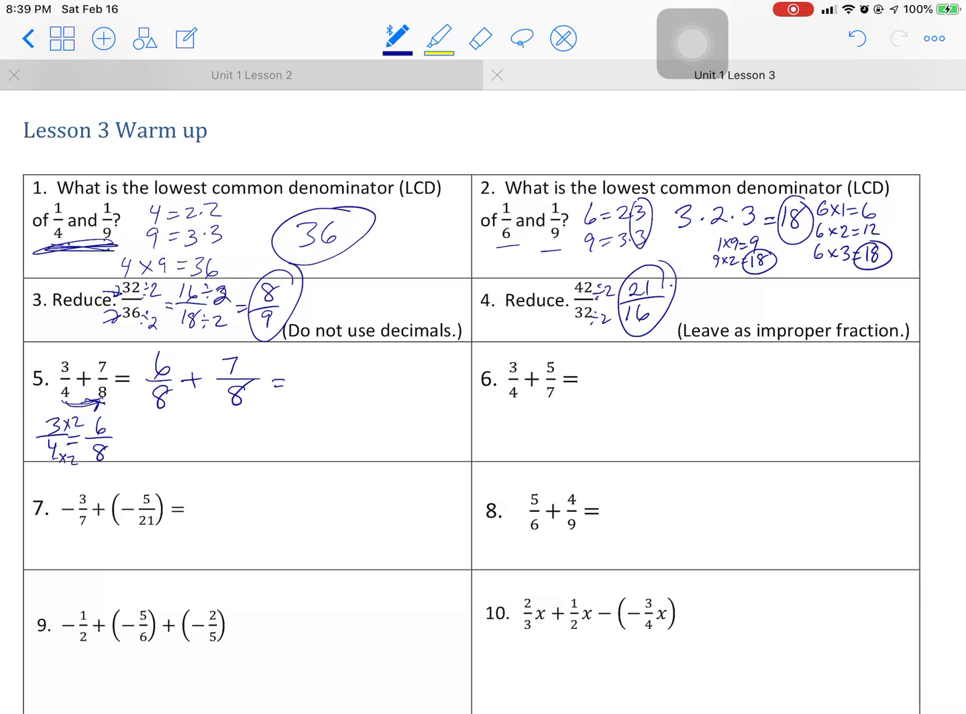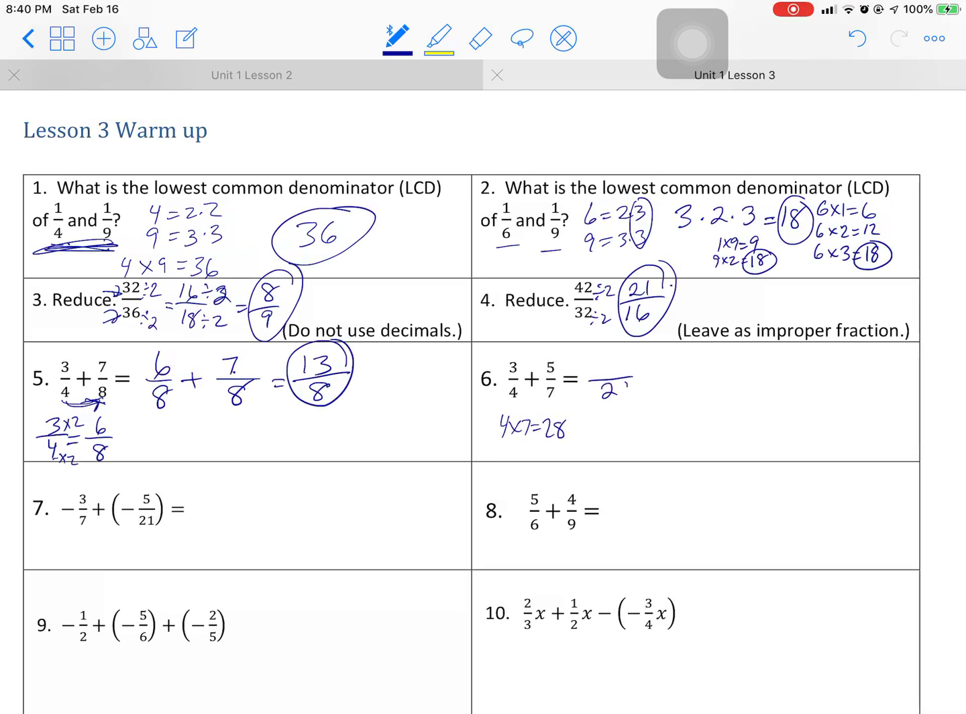Then I can add across the top, and now that we are adding, we do not multiply the bottoms, we just put it over 8. 6 eighths plus 7 eighths is 13 eighths. And that is not reducible, so leave it as an improper fraction. Okay? All right, what about 4 and 7? 4 and 7 is like 4 and 9. You have nothing in common, so you multiply them together.